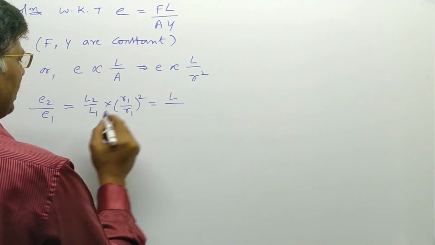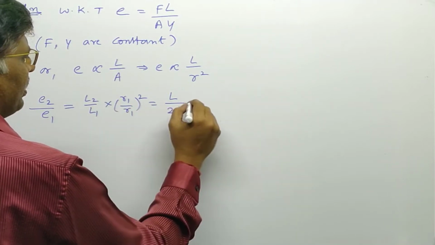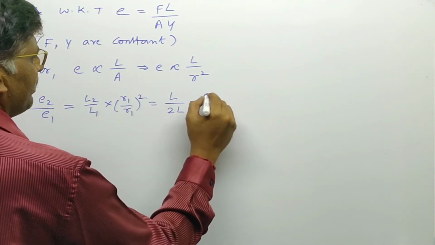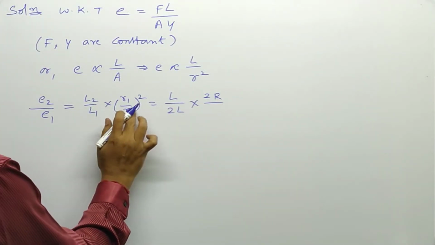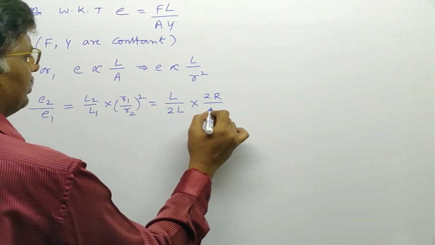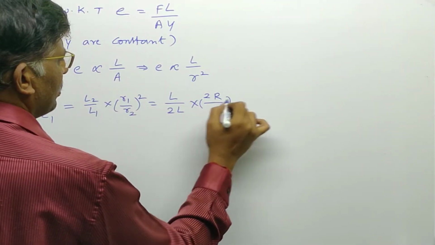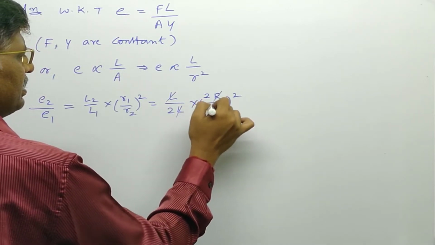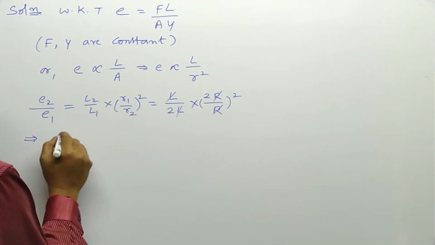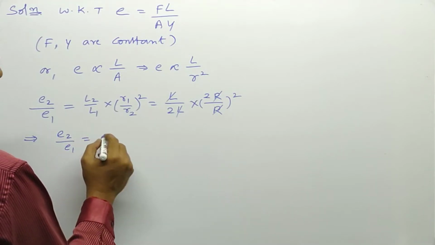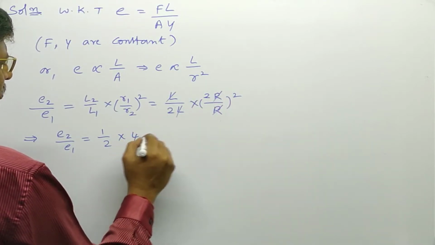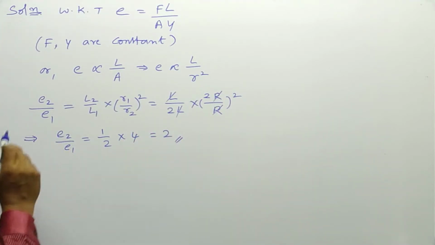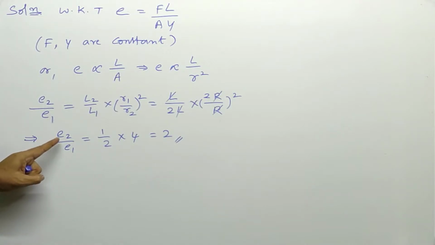The second wire length is given as L, the first wire length is given as 2L, and the radius of the first wire is given as 2R. For R1 by R2, the second wire radius is R, whole squared. Here L cancels, R cancels. So E2 divided by E1 is equal to 1 by 2 into 2 squared, which is 4, that is equal to 2. Where E2 is the elongation in the thin wire, E1 is the elongation in the thick wire.